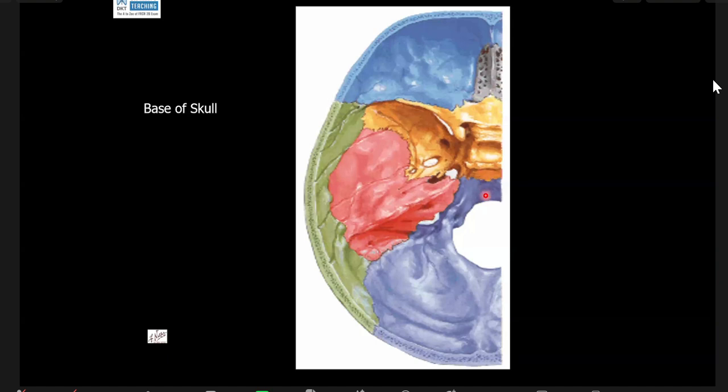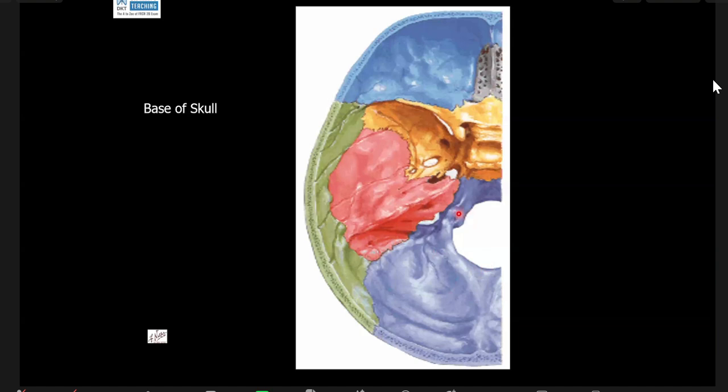I'll come back to this point. Now, other than the basi-occiput, this part is known as the condylar portion, where there are condyles to make the joint with the atlas, and there are jugular tubercles also. This portion is known as the squamous portion.